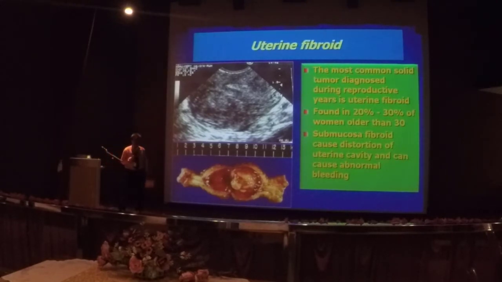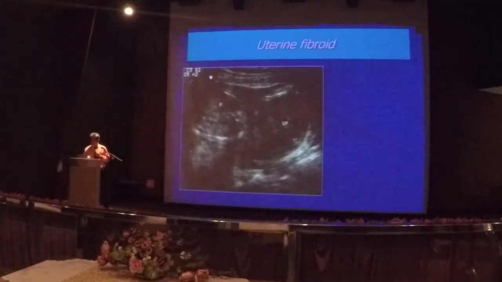But 80% of them will be small and asymptomatic. You don't need to do anything. Unless you bleed or cause a problem, then barulah kita intervene. So, for example, a submucosal fibroid causes a distortion of the uterine cavity, causing abnormal bleeding. This kind of submucosal fibroid.